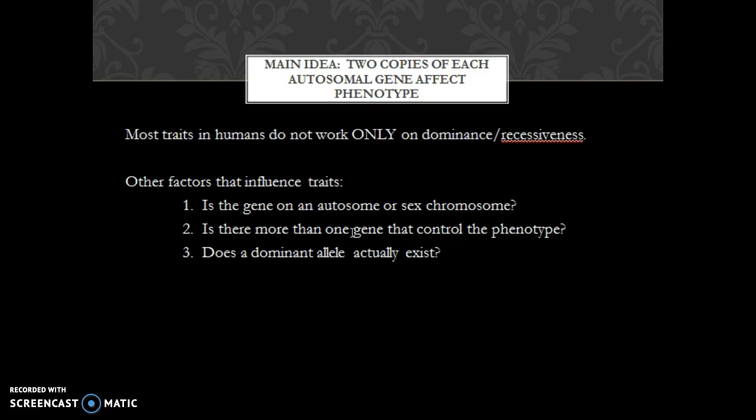Now, in the case of eye color, I can tell you right now there's at least a few genes that determine eye color. Skin color is another one. There's 3 different genes that all play into the color of your skin. So it's 6 alleles, not just 2. And third, does a dominant allele actually exist? In some cases, there's many dominant alleles, and those dominant alleles have to play nice and come upon a compromise, as we'll look at in 7.2.